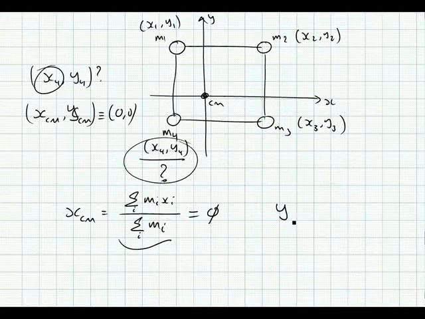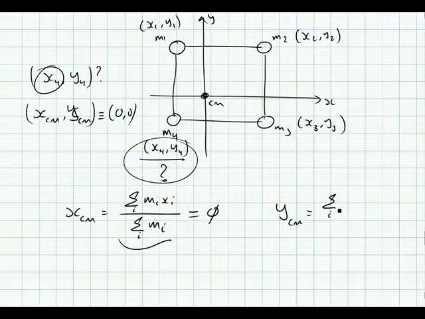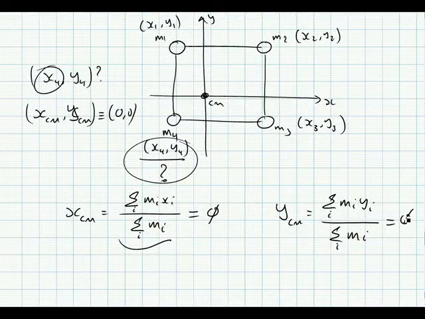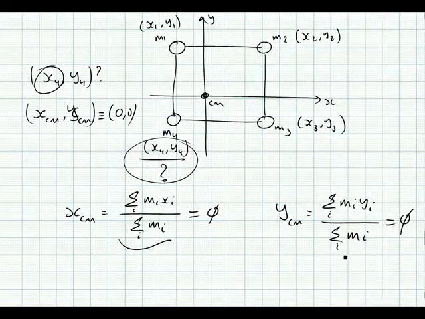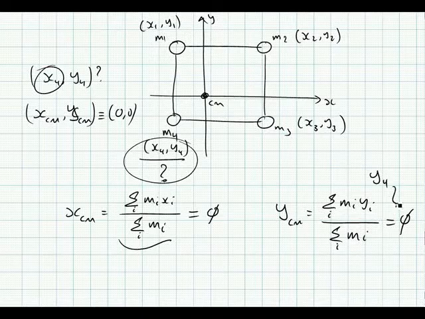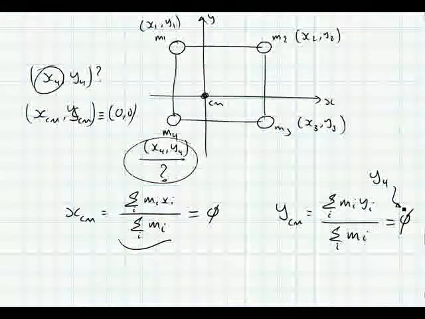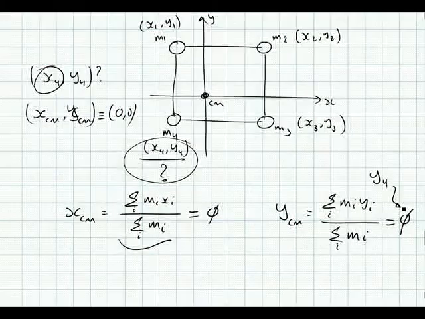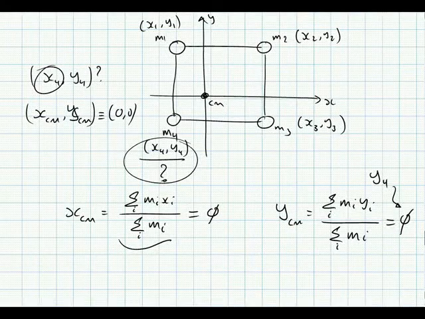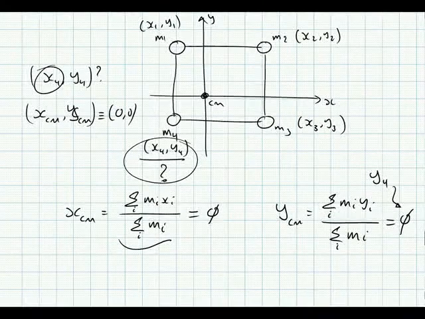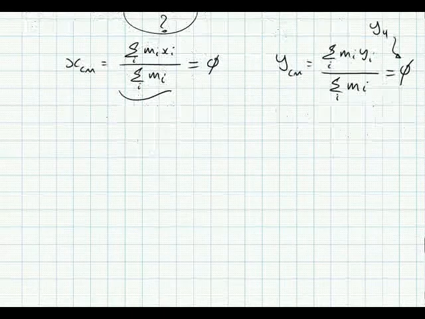Similarly, y center of mass is the sum of mi yi divided by the sum of mi, and that whole thing needs to be 0. So just figure out what y4 needs to be such that this sum equals 0. So it's a simple application, but I've seen people fall into unnecessary traps in solving problems like this.